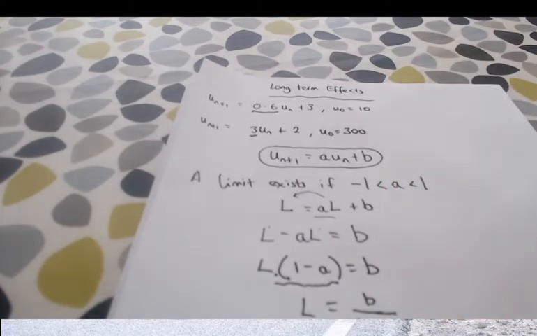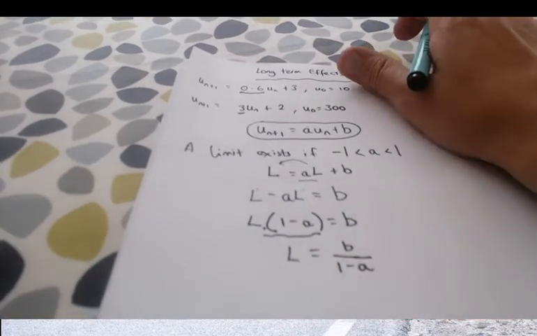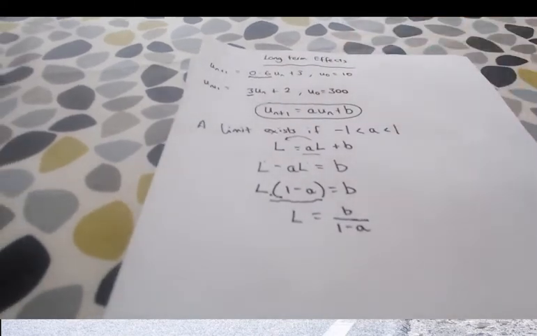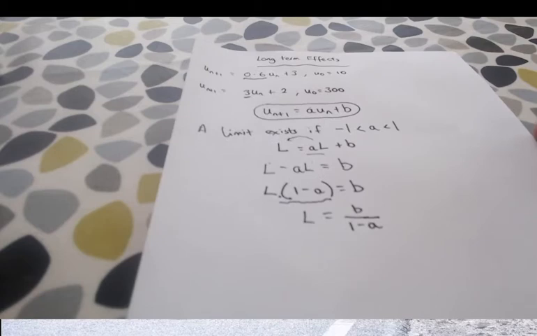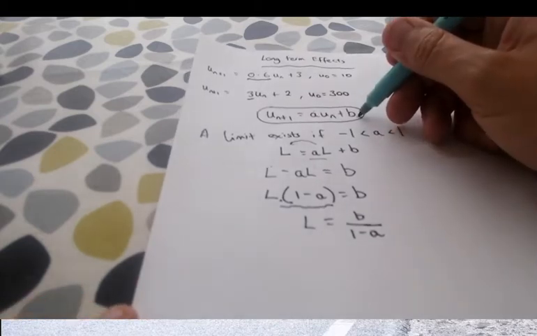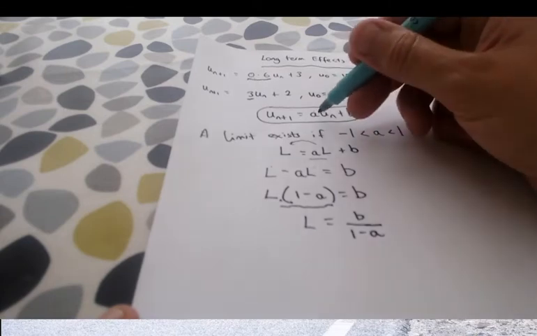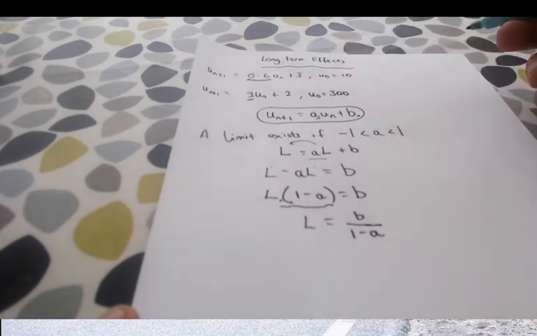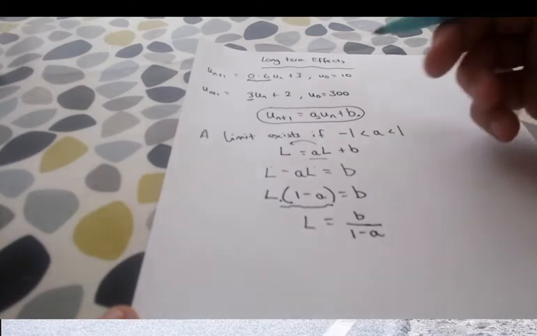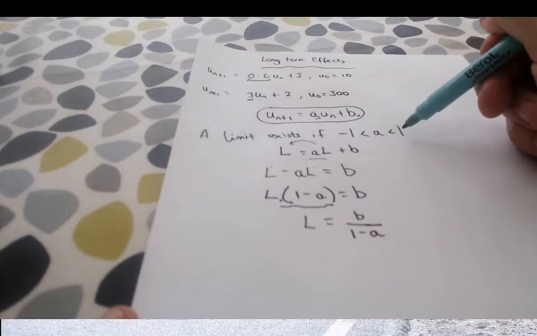And that, people, is the limit formula for a recurrence relation. L equals B over 1 minus A. Remember that B is this number here, the add or take away bit, and A is this number here, the thing you multiply by. We only have a limit when the A value is between -1 and 1. Okay, we only have a limit if that happens.